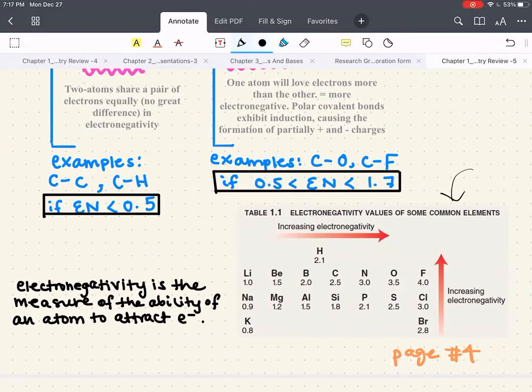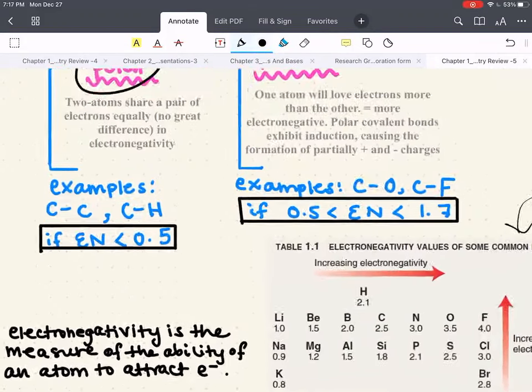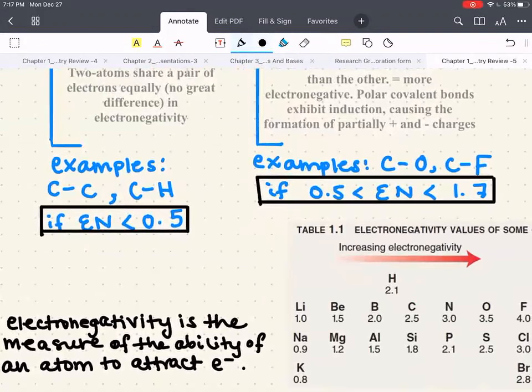Now, we're going to use these values to help us define what makes an ionic bond, what makes a polar covalent bond, and what makes a non-polar covalent bond. So let's look at this. A non-polar covalent bond is defined as when the electronegativity difference between the 2 atoms that are forming a bond is less than 0.5. Whenever the electronegativity difference between 2 atoms that are forming a bond is less than this value, then what is occurring is a non-polar covalent bond.